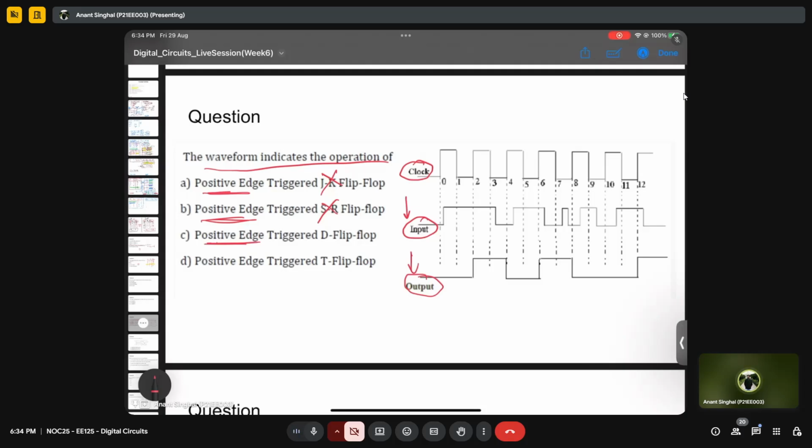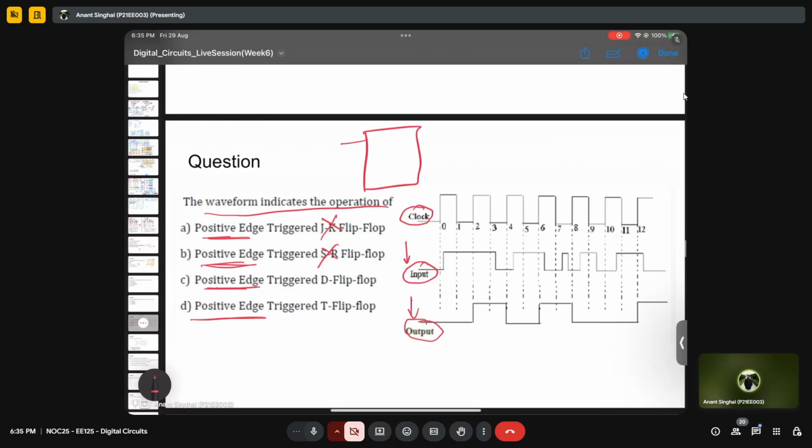Now the question says the waveform indicates the operation of. Clearly in all the options you see it is a positive edge triggered. So let me explain what that means. At every flip flop, for example, let's say it is an SR flip flop, there is a clock present. This is the symbol of a clock, and there is this Qn and Qn plus 1. This is how we make it like a box. So this is an SR flip flop. It only works at either the positive or negative edge of the clock. So this is the positive edge of the clock, when it is going from low to high.